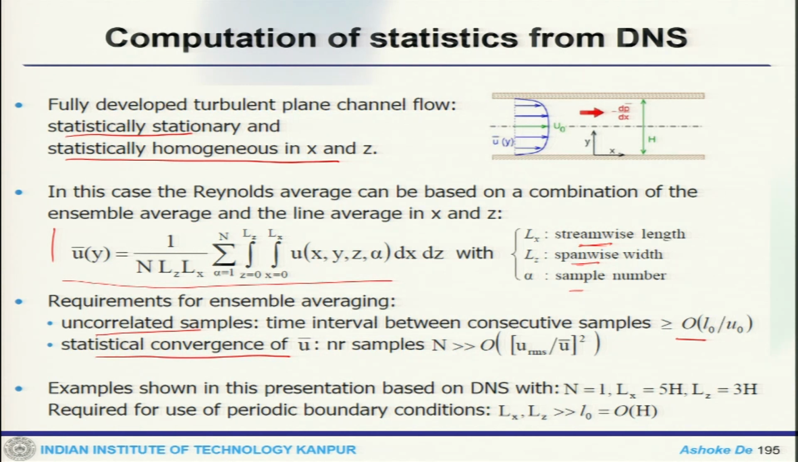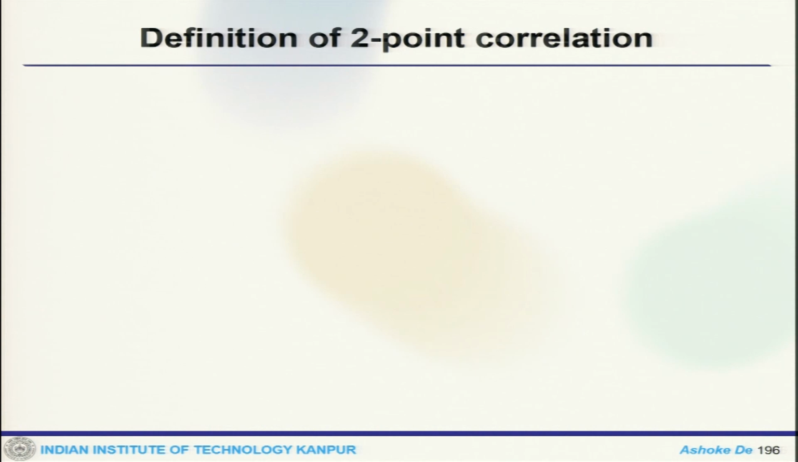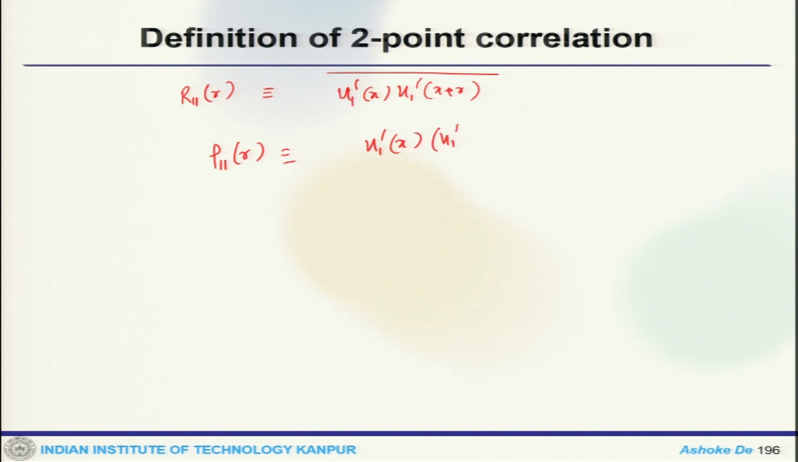So essentially when you do this kind of sampling, one can find the two-point autocovariance for statistically homogeneous turbulence, R11 of r, which is u1 prime at x times u1 prime at x plus r, averaged. Now if you normalize with the value at r equals 0, it gives you rho 11 of r, which is the average of u1 prime at x times u1 prime at x plus r, divided by u1 prime square.